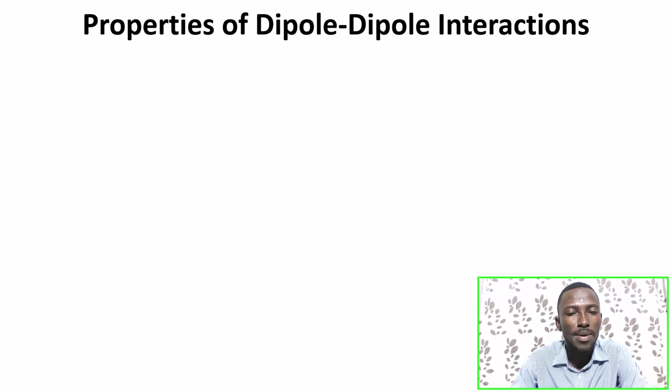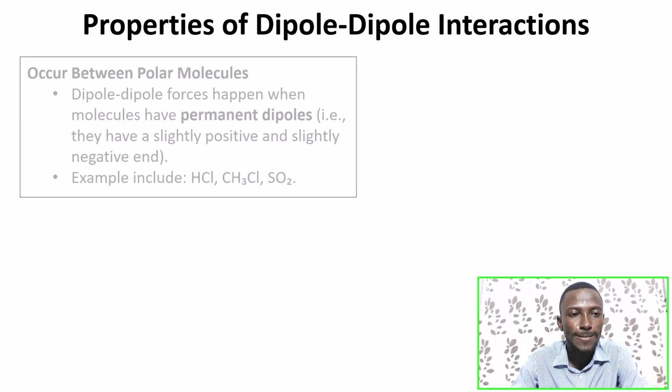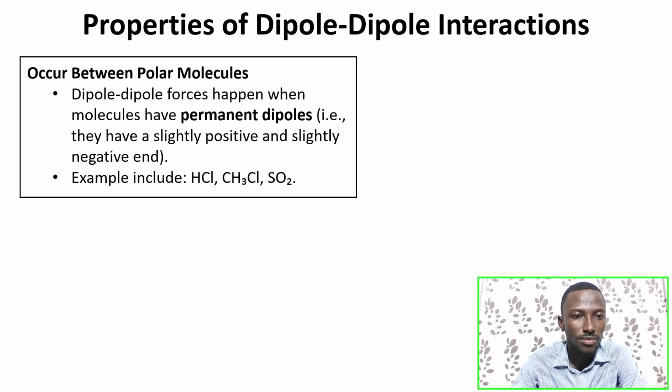So now what are some properties of dipole-dipole interactions? One of them is that they occur between polar molecules. Good. And remember we spoke about what polar molecules are, especially the dipoles. They happen between permanent dipoles, which we already explained have slightly positive and negative ends. Examples of molecules that have them are HCl and chloromethane that we already discussed, and SO2.